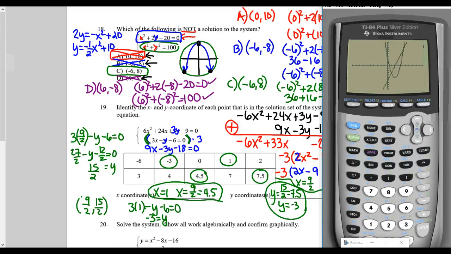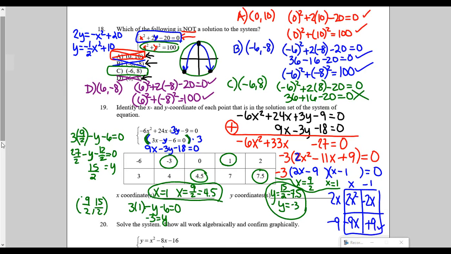My line and my parabola cross 2 times. If I go to calc intersection, I move close to where they cross. I hit enter for the first curve, second curve, and the guess. And it says 1, negative 3, which was one of the answers I came up with. Then I have to repeat the process for the second point. I calculate the intersection, move close to where they cross, hit enter, enter, enter, and I get 4.5, 7.5. So read the directions. I might ask you to solve algebraically or graphically. You have to be able to do both.